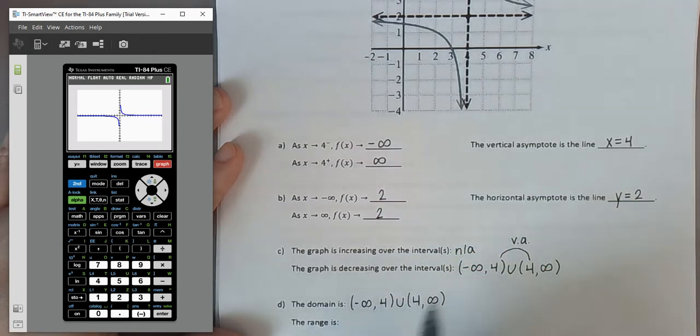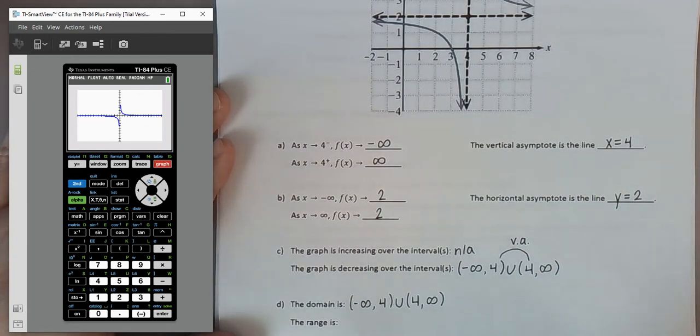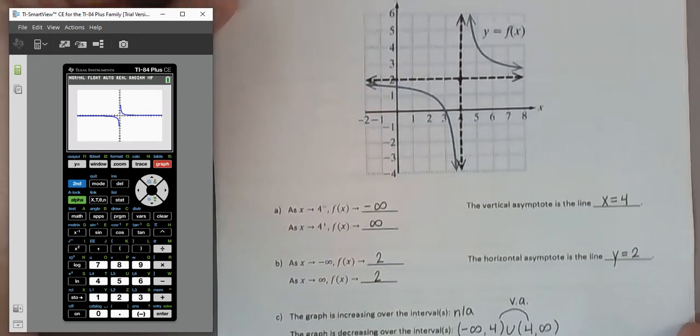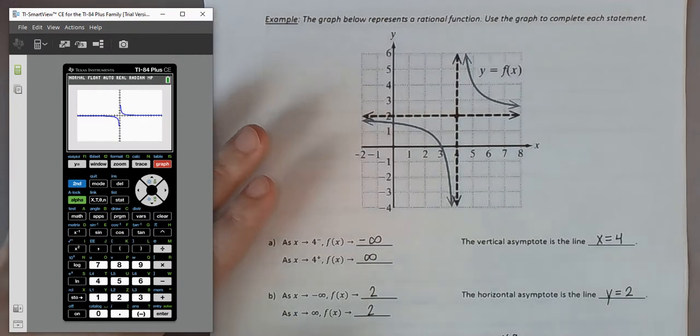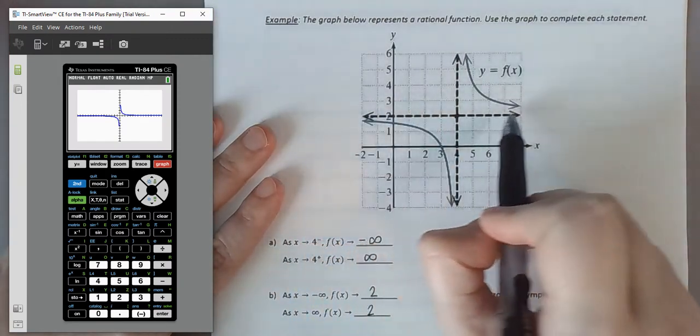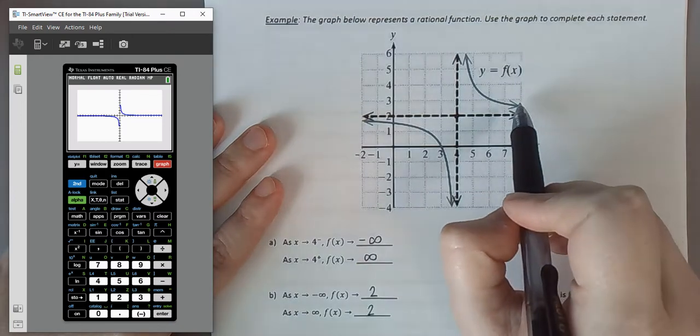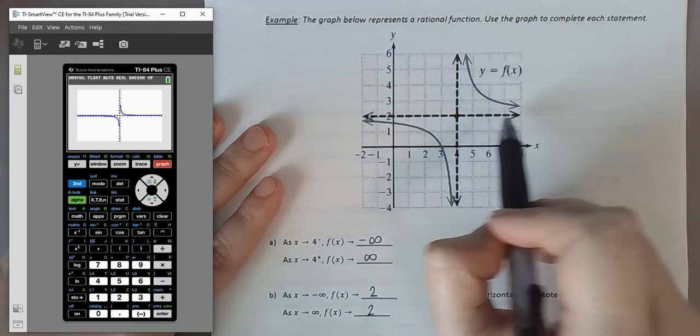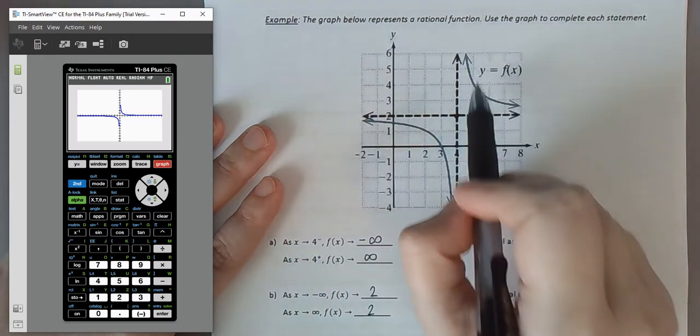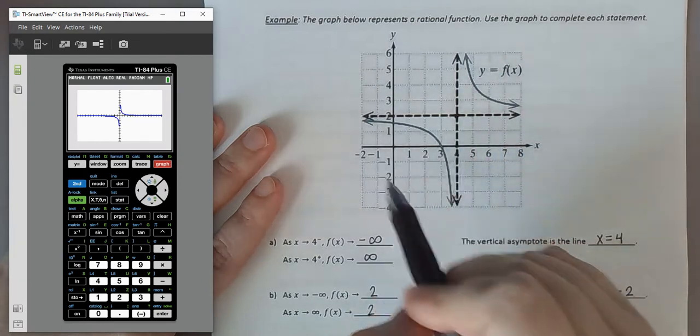Again, that 4, the location of that 4, that break, that's where we have the vertical asymptote. Now what about the range? What y values do we cover? Well, again, we have a break in the y values, and the arrows indicate we're going to continue the same way. We're not going to touch or cross that particular boundary. We have stuff that's above it, we have stuff that's below it.